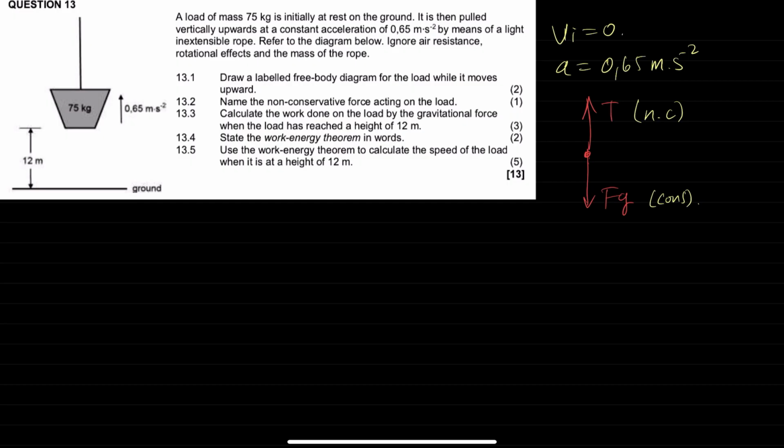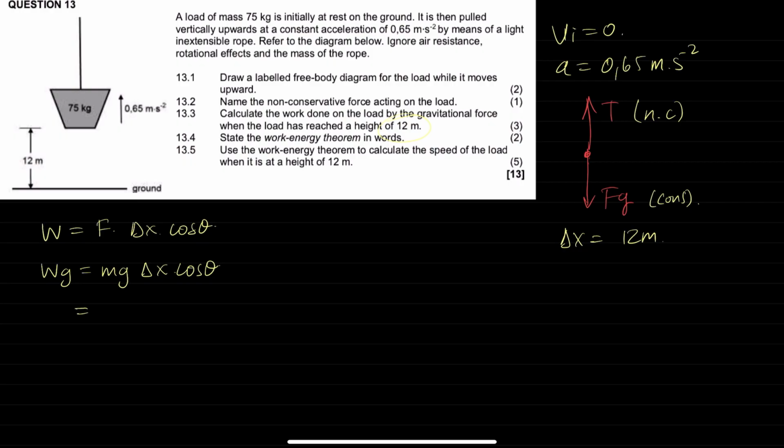Next question, calculate the work done on the load by gravity. They tell us to move the block up 12 meters. So delta x is equal to 12 meters. Now, we can calculate the work done by any force by saying that the force times delta x times cos theta. So the work done by gravity will be gravity, which is mg, times delta x times cos theta.